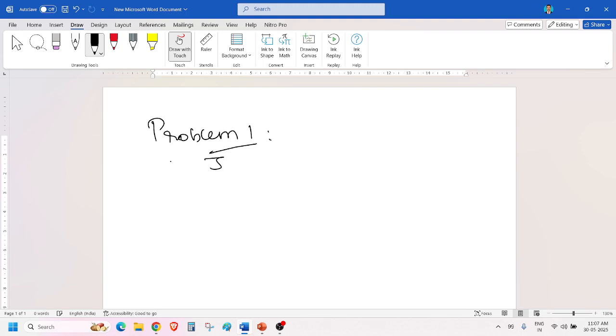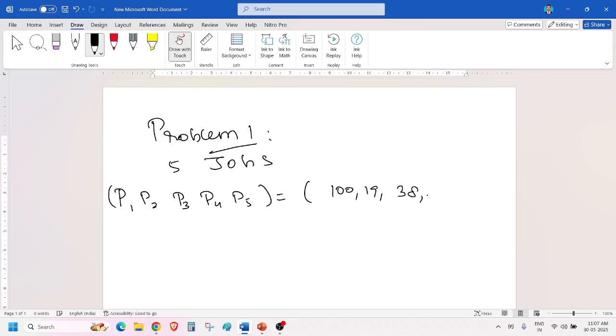So they have given me 5 jobs with a profit value. So P1, P2, P3, P4, P5. This is the profit value. So what is the profit? 100, 19, 38, 27, then afterwards 52.